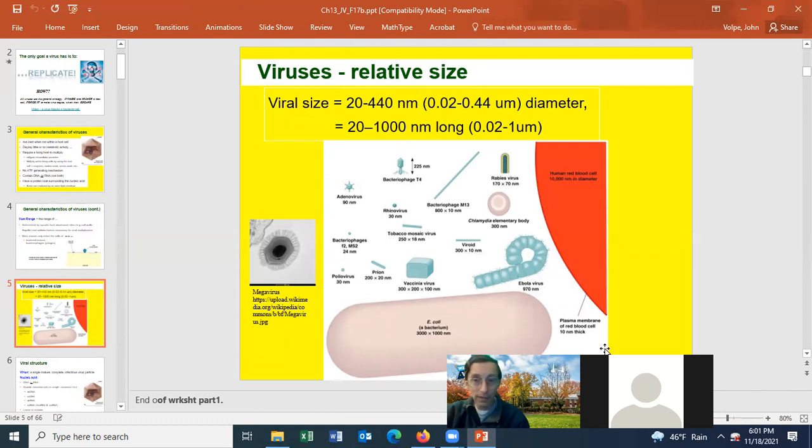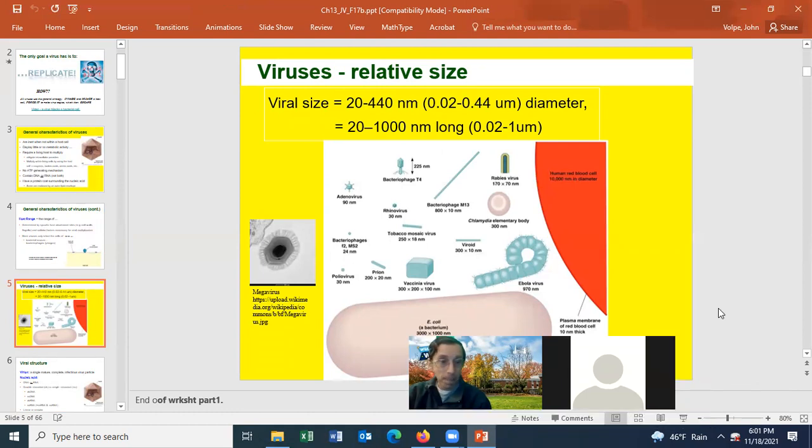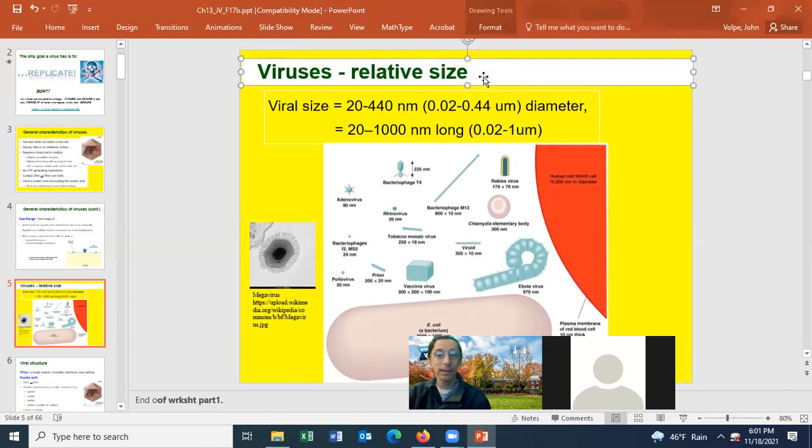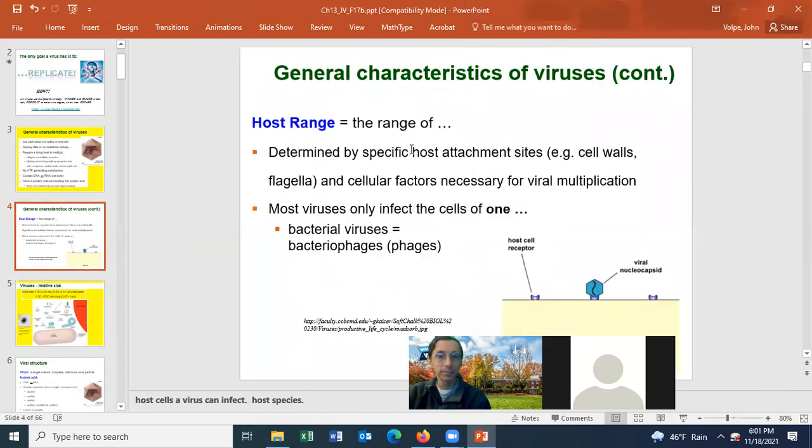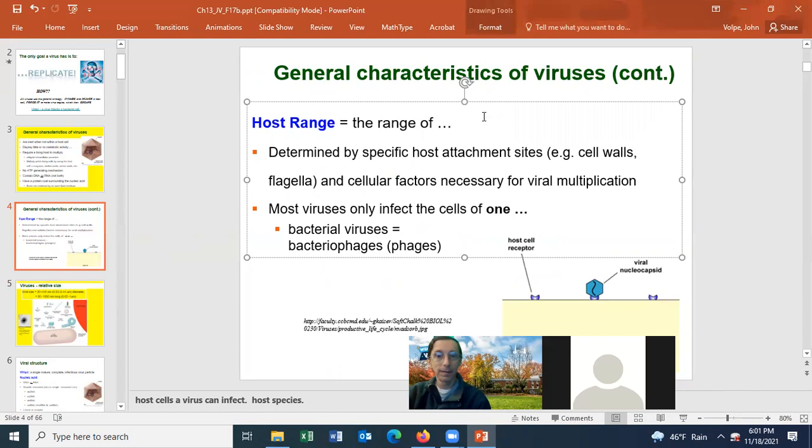When we're talking about viruses, we should talk about the size of viruses. But I think this is a good time to stop. So I'm going to stop right here and go back and say, are there any questions?